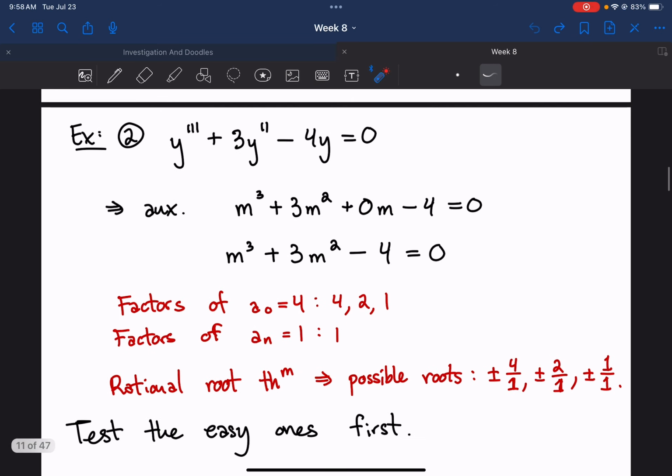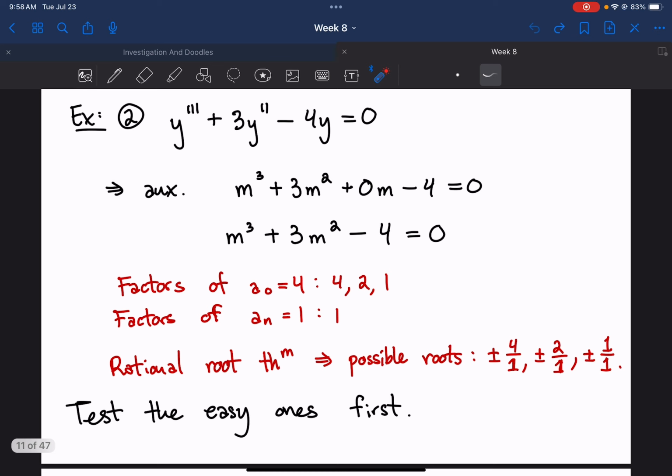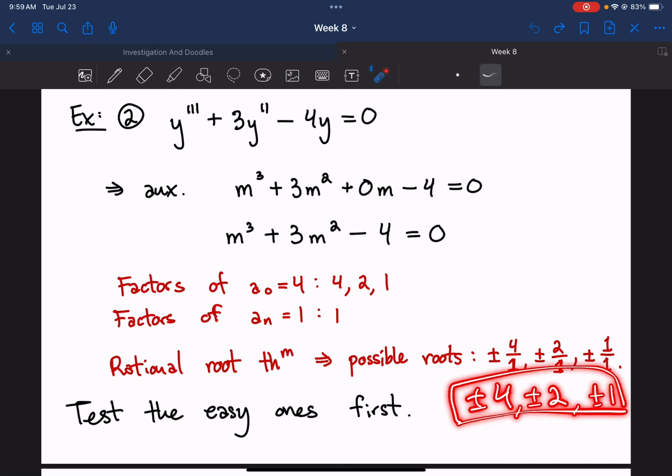Now, your leading term is a 1. Your constant term is a negative 4. The factors of 4 are 4, 2, and 1, and the factors of 1 are 1. The rational root theorem says the possible roots are the factors of a_0 divided by the factors of a_n. So it's plus or minus 4 over 1, plus or minus 2 over 1, plus or minus 1 over 1. So plus minus 4, plus minus 2, and plus minus 1. These are my possible rational roots.